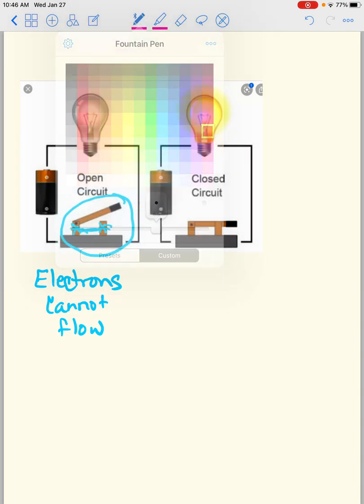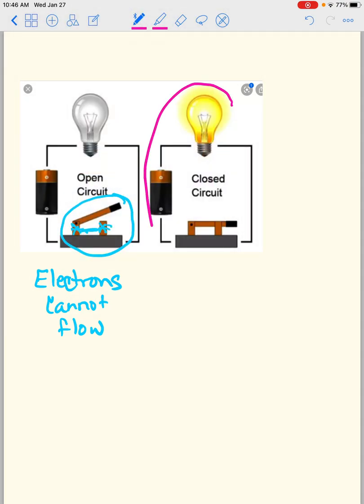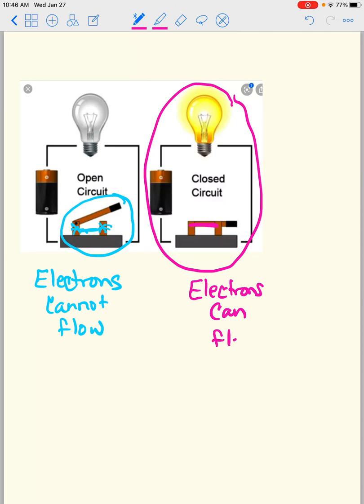Now, when we look at the closed circuit over here, you see that there is a piece of metal connecting these two sides, and so the electrons can flow. So a closed circuit is what is required for the electrons to flow, and that's why the light is on in a closed circuit.